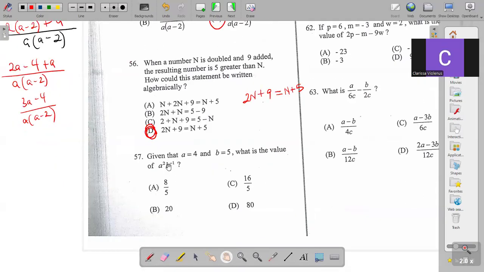Next one is a substitution. So this is going to be 4 squared times 5 to the negative 1. And you should know 4 squared is 16 and 5 inverse is 1 over 5. So it's the same thing as saying 16 times 1 over 5. 1 times 16 is 16 over 5. See?